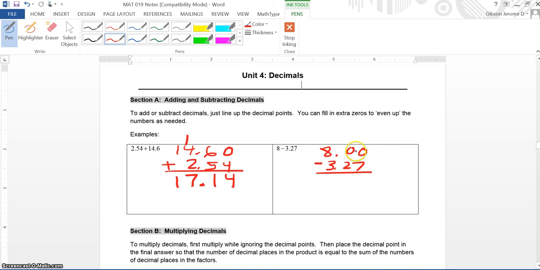So what we have to do is go until we get to a digit that's not 0 and borrow 1 from it, which would be this 8. So now this 0 would become a 10. But then we will borrow 1 from that to make it a 9, and this last number would become 10. 10 minus 7 is 3, 9 minus 2 is 7, we will bring down our decimal. 7 minus 3 is 4. So our final answer is 4.73.